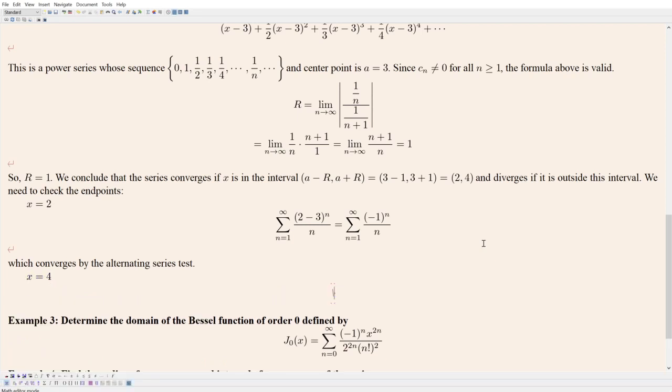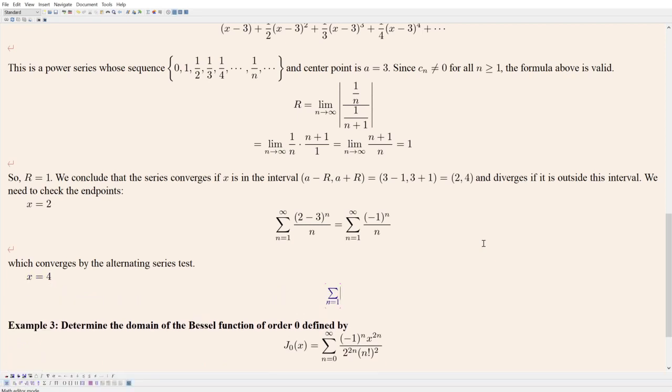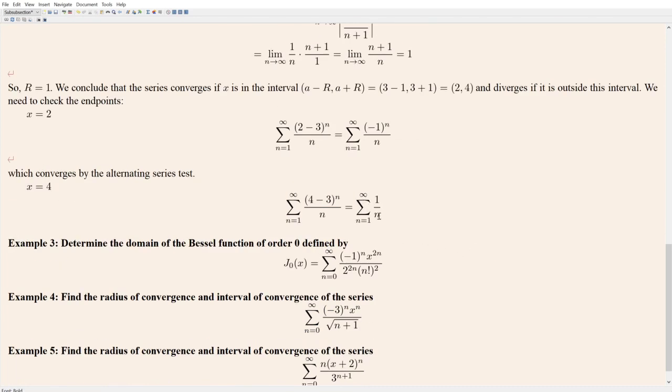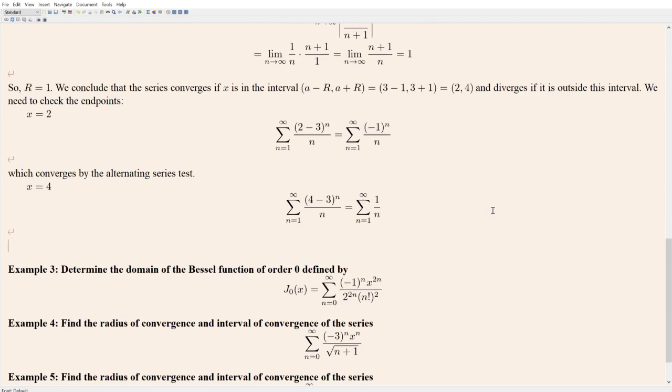What about x equals 4? So 4 minus 3 is 1. So 1 to the power n is just 1. So that's the harmonic series. So this diverges. You could say by the p-series test if you want, but really you should just memorize that this diverges. That's a fact that's important in its own right, I think.